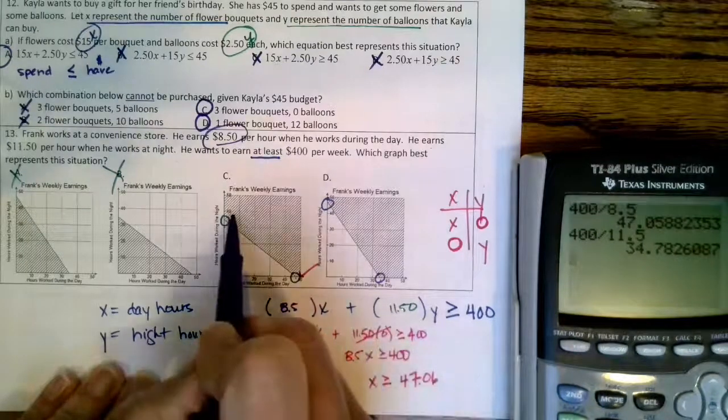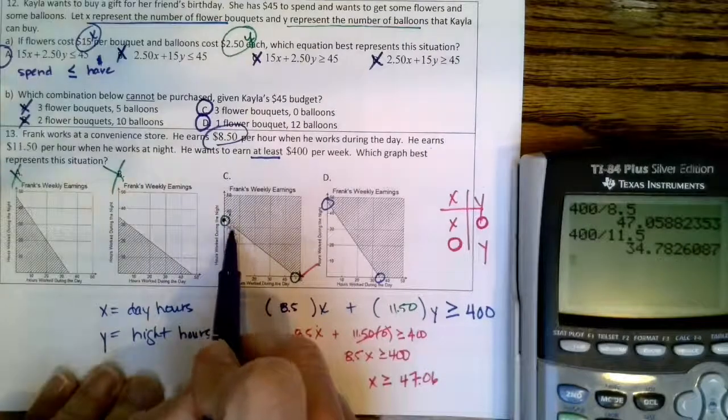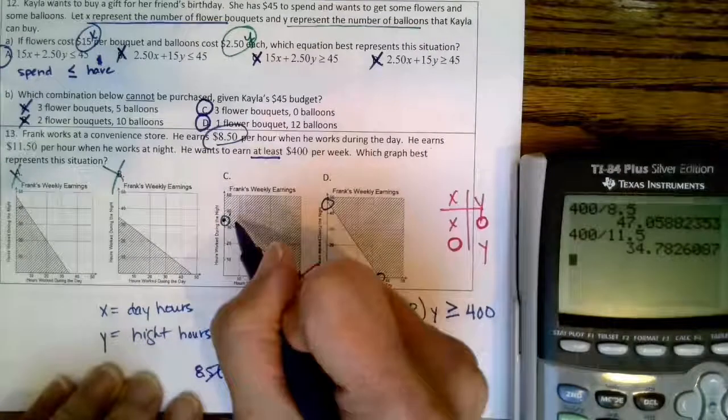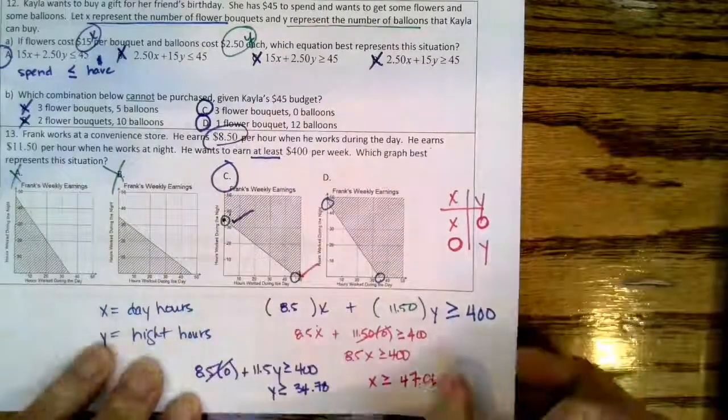So I go back to this graph. Does this make sense that y has a value of 34? Sure it does, because it's in between 30 and 40. So this intercept checks out too. So we're going to choose C as that best answer.